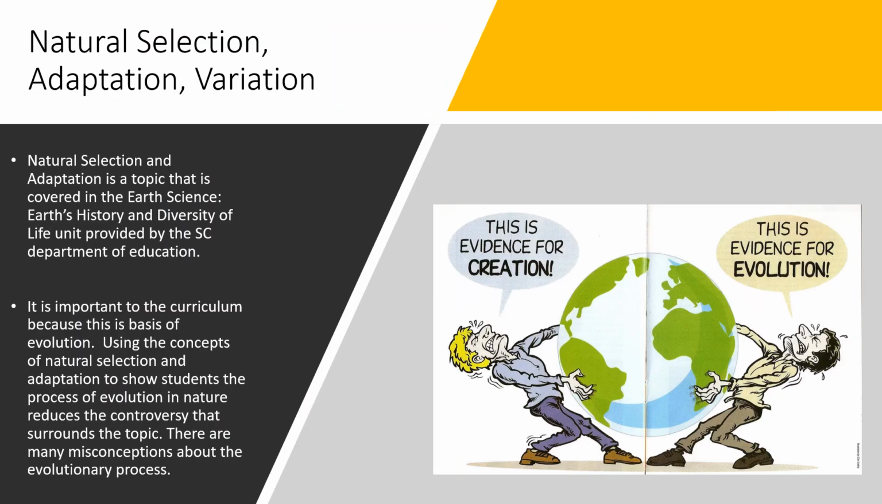The topic I'm going to use to show you an example is natural selection, adaptation, and variation. This is a topic covered in the Earth Science, Earth History, and Diversity of Life unit provided by the South Carolina Department of Education. This topic is important to my curriculum because this is the basis of evolution, and using concepts such as natural selection and adaptation, this can show students the process of evolution is a natural process, and it can also reduce controversy that surrounds the topic.